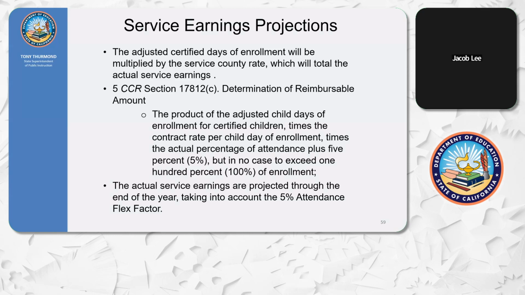Title 5, Section 17812, the determination of reimbursable amount, says that the product of the adjusted child days of enrollment for certified children times the contract rate per child day of enrollment times the actual percentage of attendance plus 5%, but in no case to exceed 100% of enrollment. And again, that's going to be the service earnings. So the actual service earnings are projected through the end of the year, taking into account the 5% attendance flex factor.